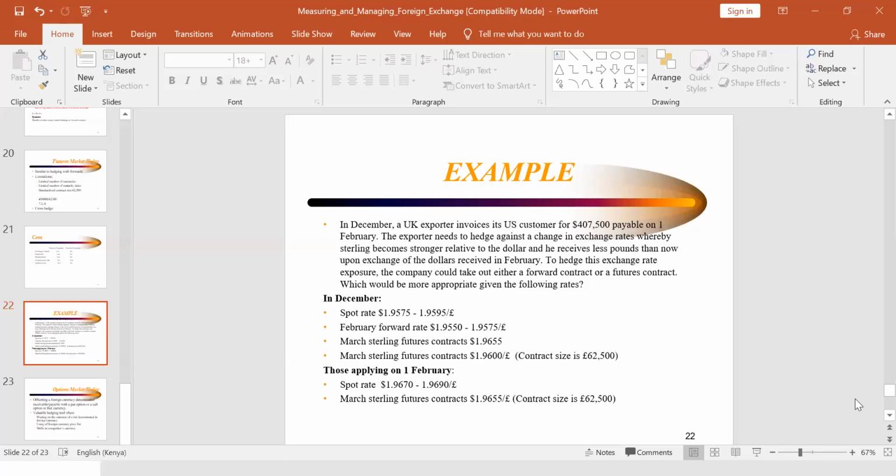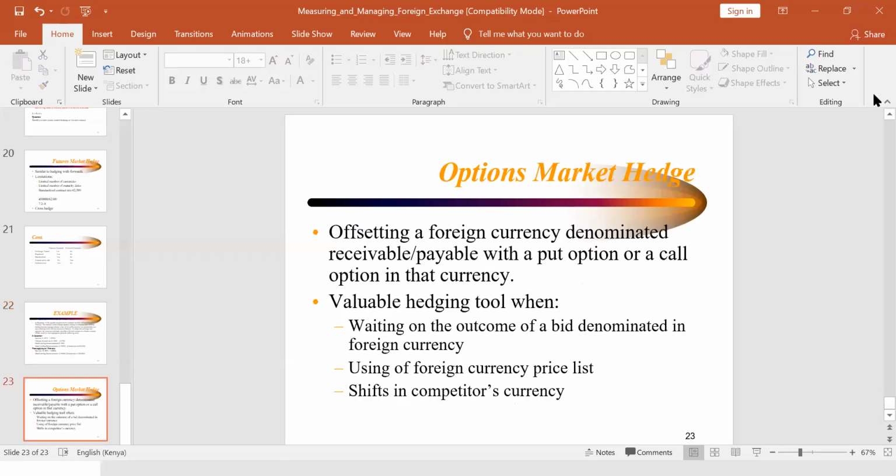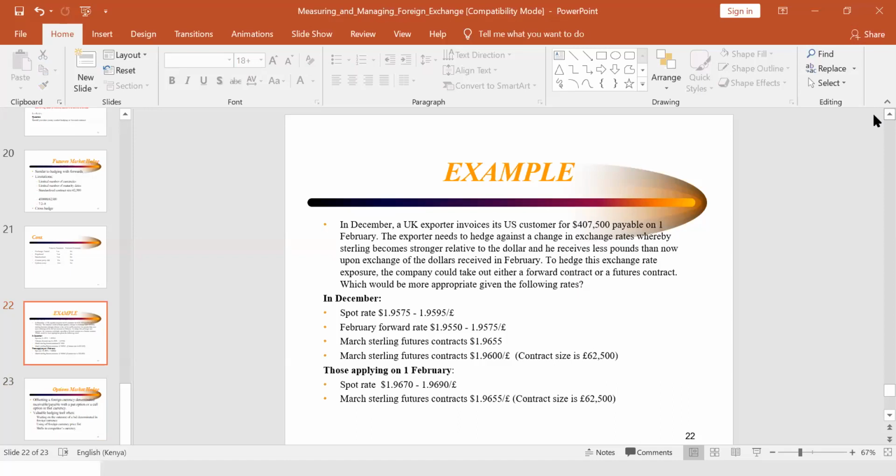So I was saying this example is well worked out in the notes. I don't know whether we need to take it, but we can just check through it briefly. Then we'll be concluding our class. The challenge I have is I have to copy the question at the same time, because I don't have my printout with me. So the question is, in December, a UK exporter invoices US dollars 407,500. That is the invoice. These are receivable, payable in February.